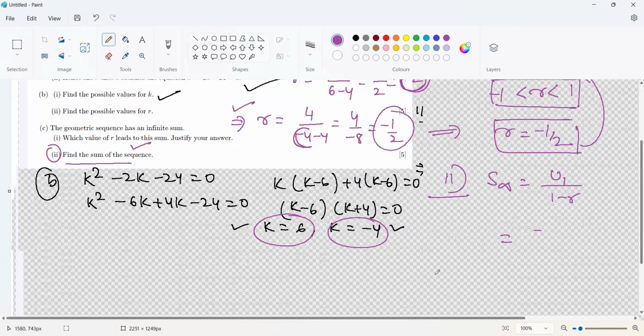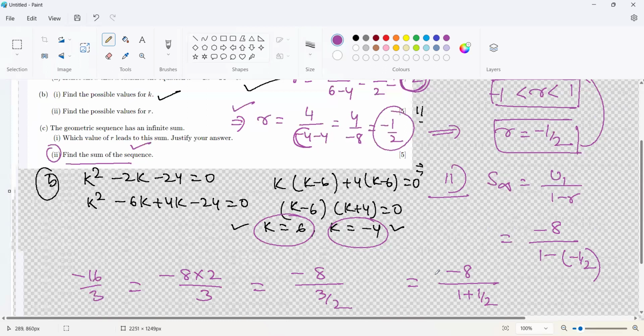So U1 is -8 over 1 minus -1/2. So it is -8 over 1 plus 1/2. So -8 upon 3 upon 2. So it is -8 times 2 upon 3. This is -16 upon 3. So -16 upon 3 is the value for S infinite.